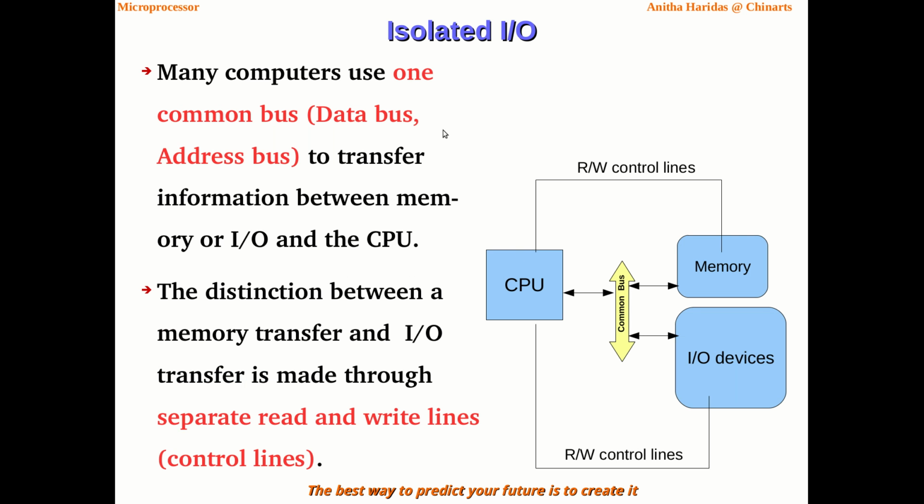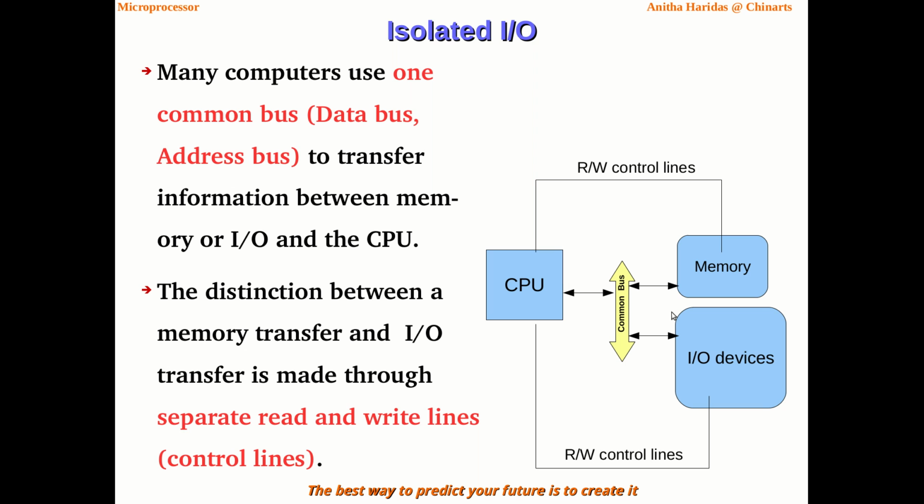Now the second way is I am going to have isolated input output. What do you mean by isolated input output? The computers use one common bus which will have the data bus and the address bus, that is used for transferring information between memory or input output and the CPU. So this is how it will be organized. CPU will be there and you will have a common bus. So when I say common bus, you will have data and address bus, and then the memory and input output devices will be connected to the CPU.